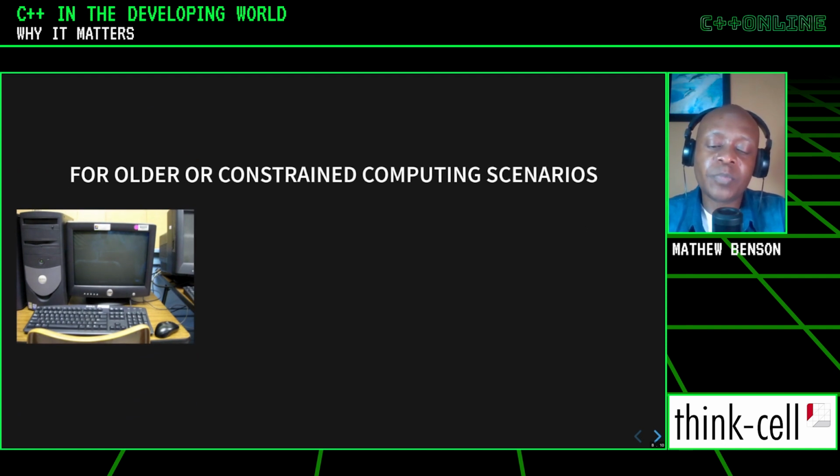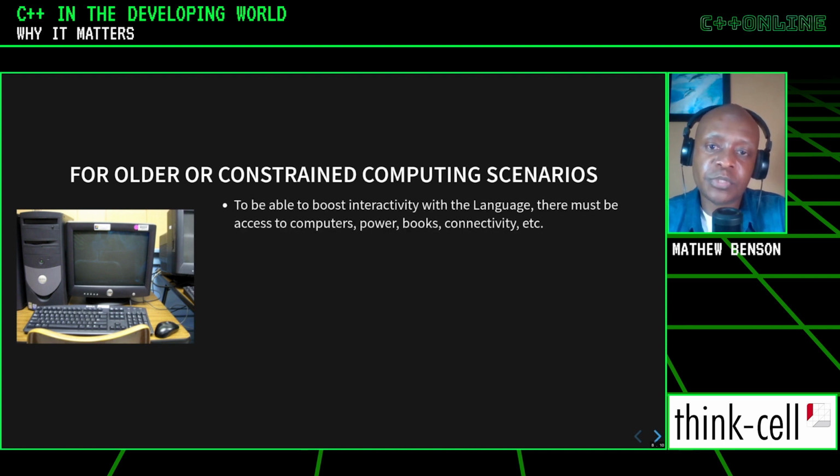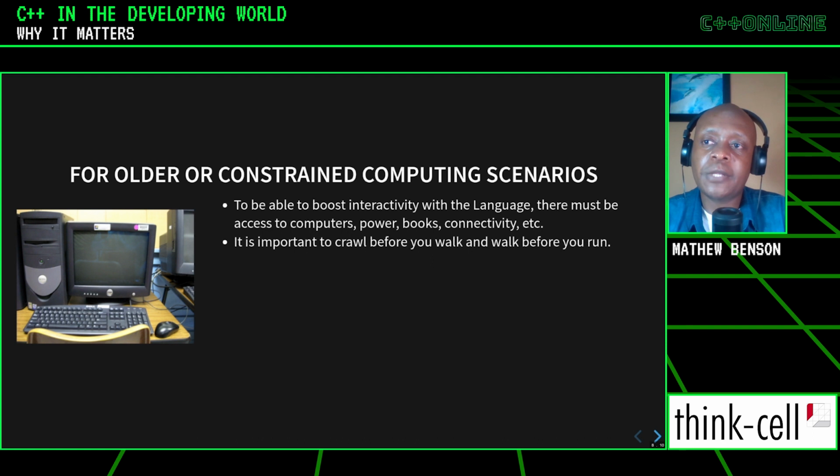I'll touch briefly on some of the things I've learned dealing with older hardware or in constrained computing situations, especially when it comes to learning. To start, I want to emphasize that to make computing available to more people, there has to be access. There must be access to computers, power, books, connectivity, and the like. And it's very important, even as you start your journey, to crawl before you walk and to walk before you run.